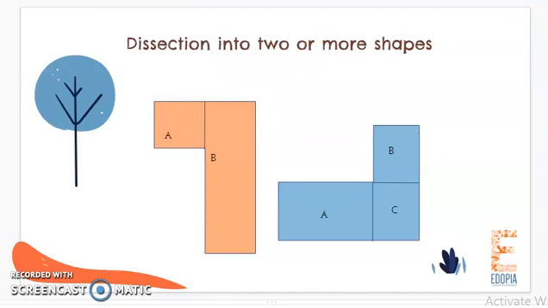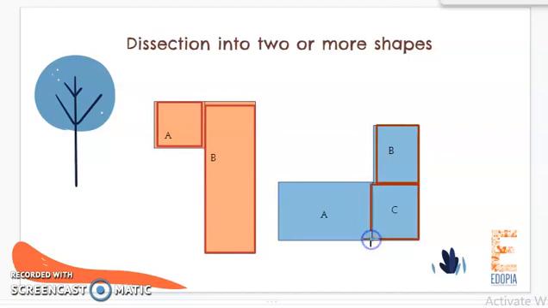Now, if you look closely at these two figures, you will notice that this composite figure is made up of one square and one rectangle, whereas this composite figure is made up of 1, 2, and 3 rectangles. Basically, dissection means division. Just as I divided this composite figure into one square and one rectangle, and this one into 3 different rectangles. But you can also divide the same figure into other shapes.